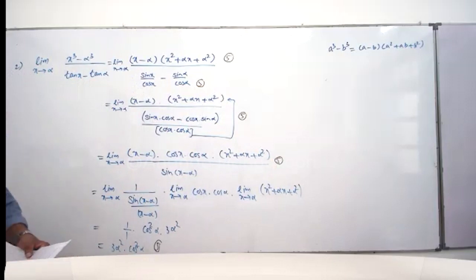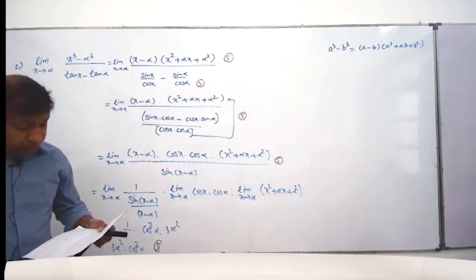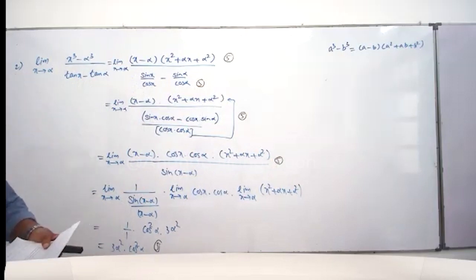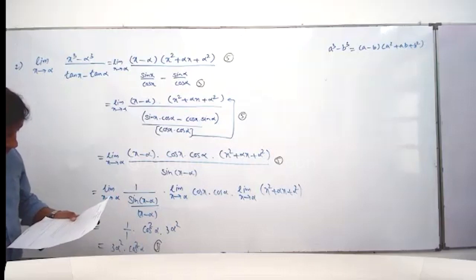Third one, take. A curve C is given parametrically by x equals 3 cos theta minus cos cube theta, y equals 3 sin theta minus sin cube theta, for theta between 0 and 90. Find dy by dx.